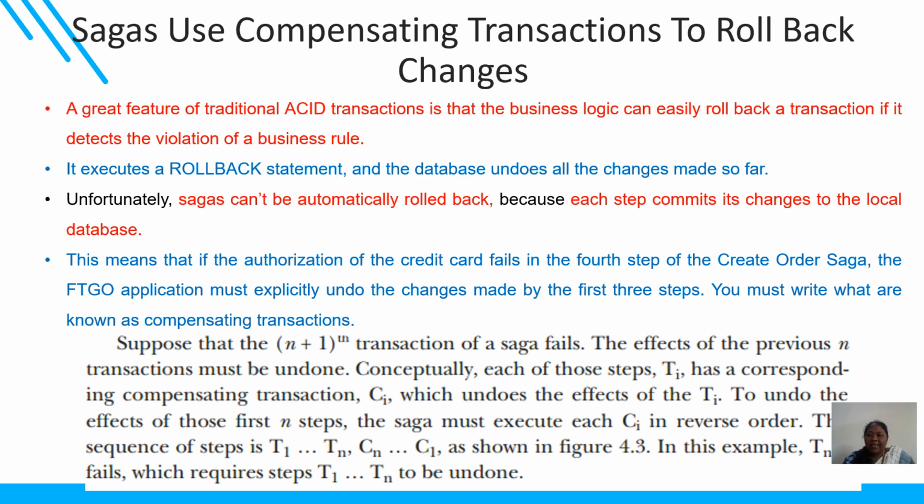For example, as I have told, when the transaction fails, the money is supposed to be refunded back to the customer's account as per the atomicity constraint, right? So in Saga also this rollback is automatically going to happen, because each commit's changes are happening in the local database. So it is easy, not in a centralized database.